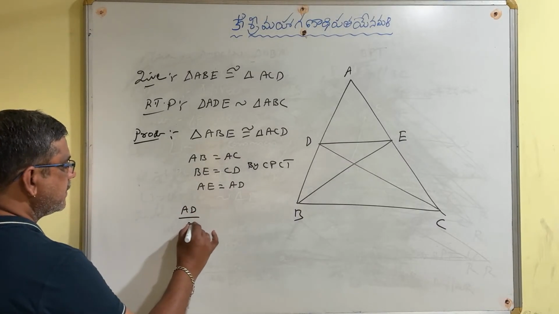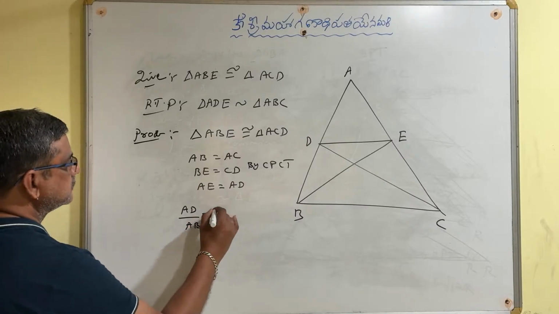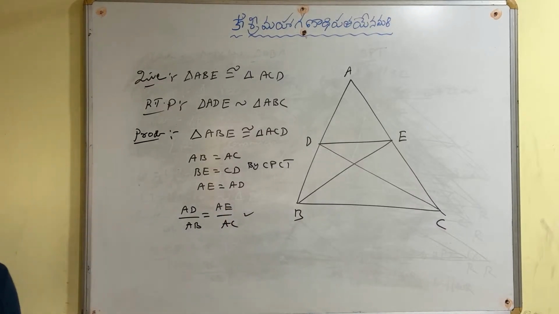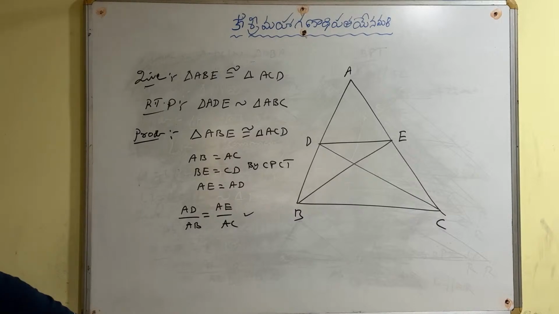Now, can I say that AD by AB is equal to AE by AC? Is the statement right, children? If you say it is right, you need to give the reason. Is that statement right? If it is right, tell me why. If it is wrong, no.